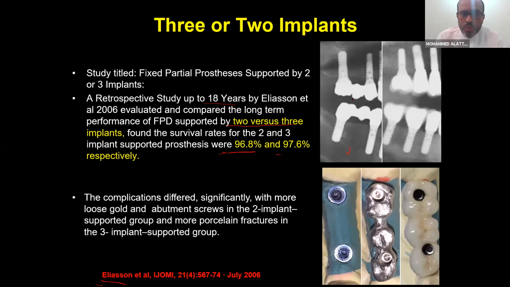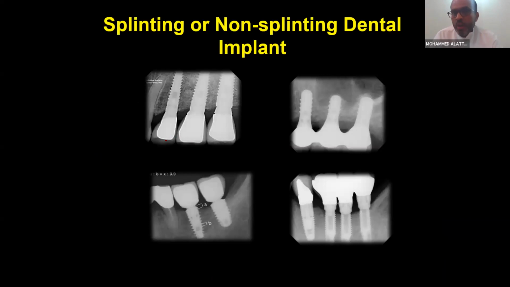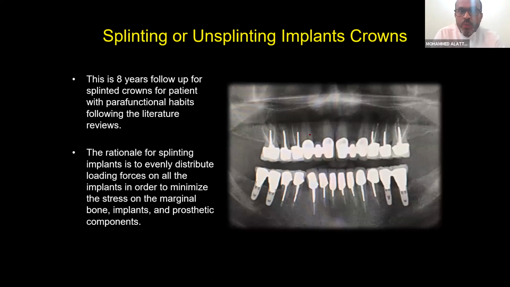Let's now go to splinted or non-splinted final prostheses. The choice is a separate single crown, or a connection between this one and this one. When can I go with this choice, and when with that choice? Like this patient: we have had this patient for 8 years. We replaced each missing tooth in this area, and for our final prosthesis we did a connection.